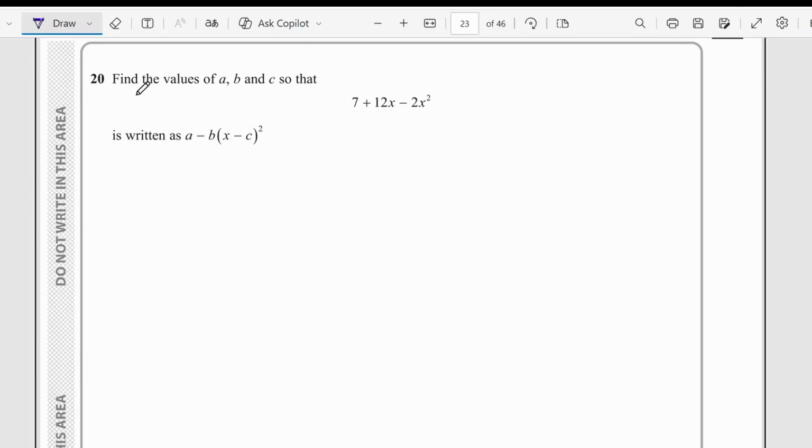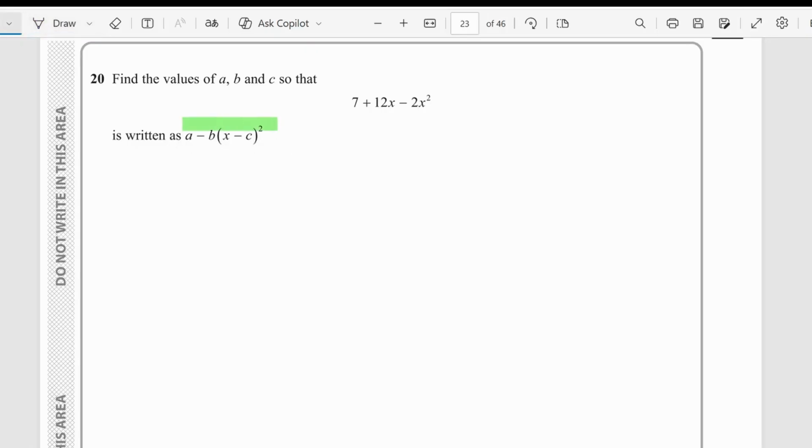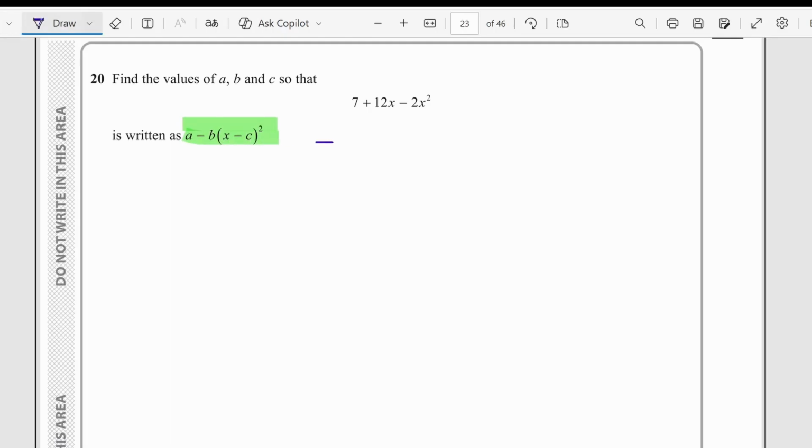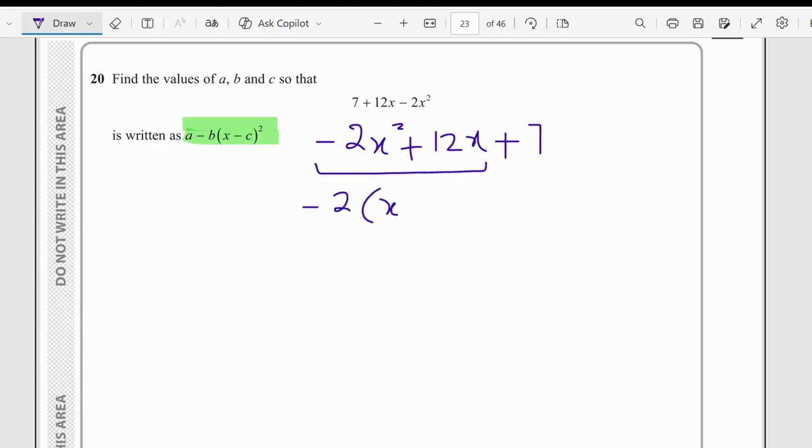Question number 20. Find the values of a, b and c so that 7 plus 12x minus 2x squared is written as a minus b into x minus c whole squared. Actually, this form is completing the square form. For this, first we are going to write the given expression in standard form: minus 2x squared plus 12x plus 7. And then, first of all, I will take minus 2 common from the first two terms: minus 2 is common, x squared minus 6x, plus 7.